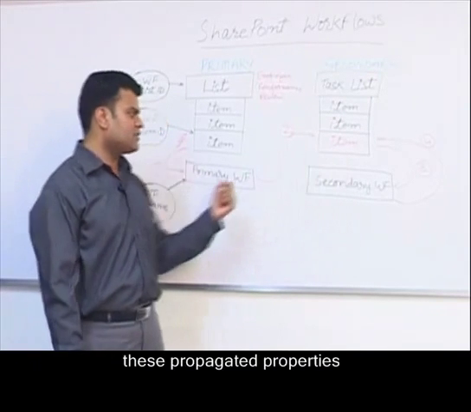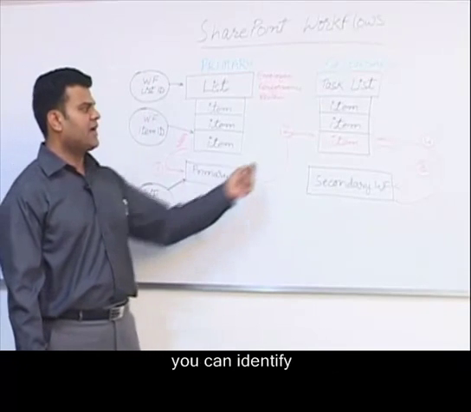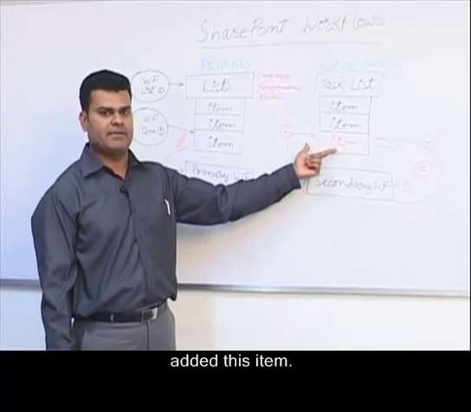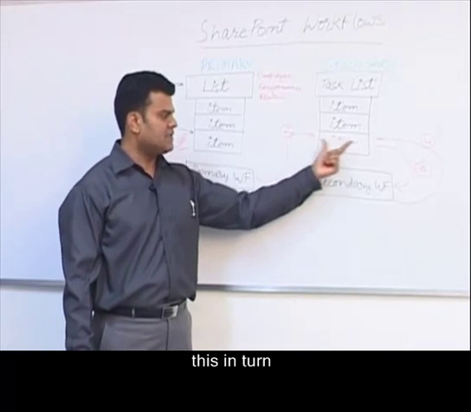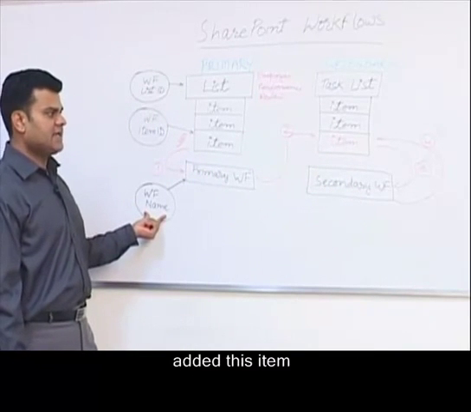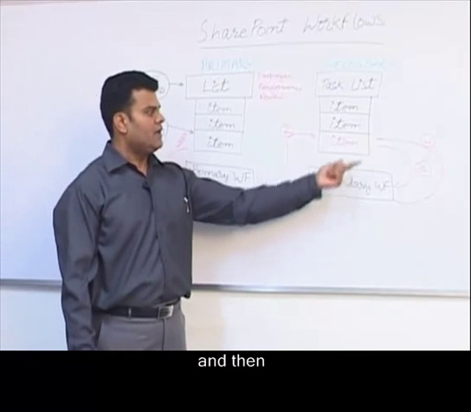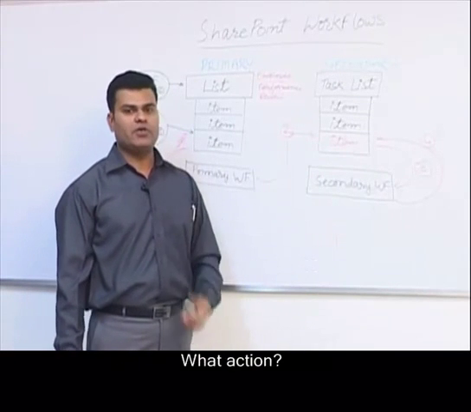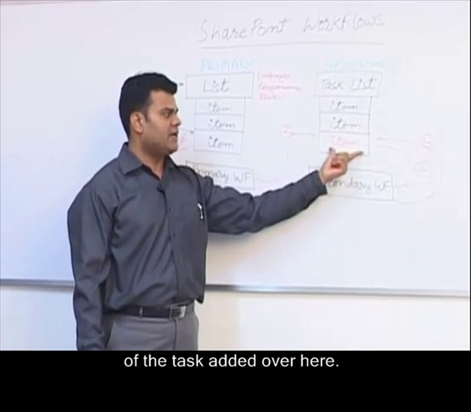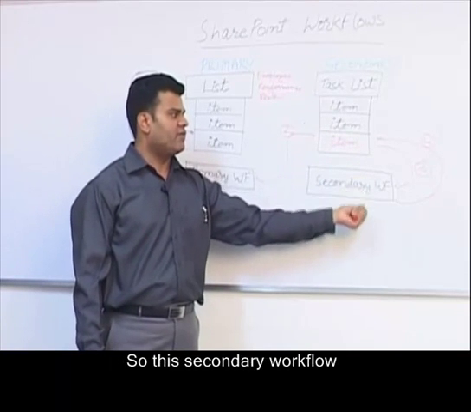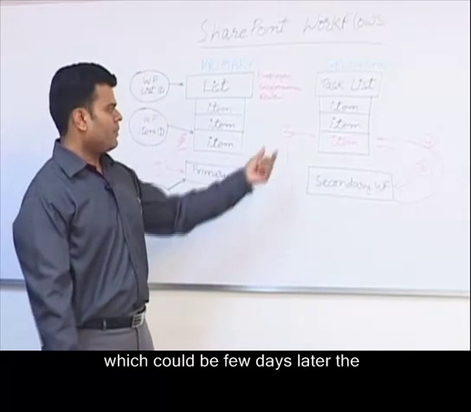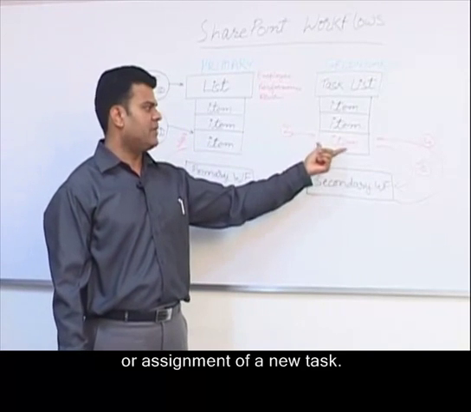With the help of these propagated properties like workflow name, you can identify which primary workflow has actually added this item. Once the item has been added, this in turn fires the secondary workflow. The secondary workflow checks which workflow has added this item and then takes appropriate action. What action? You need to update the due date of the task added over here. So this secondary workflow updates the due date, which could be a few days after the addition of a new task or assignment of a new task.